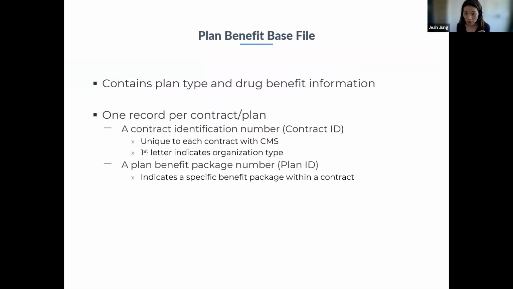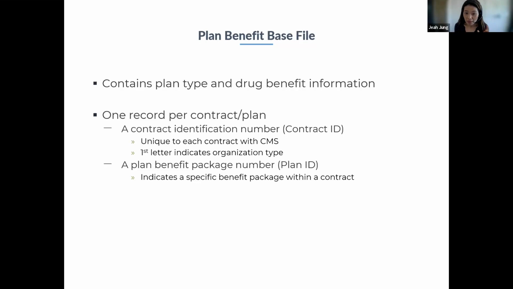So what is a contract, and what is a plan benefit package? A contract is an entity that enters an agreement with the CMS. This organization says, hey, I want to participate in the Part D program. Let's suppose United Health, operating in Minnesota, says, well, the Part D program came in, so I want to provide Part D plans and policies. So they enter a contract with the CMS, and they get assigned a contract ID. This is a unique ID.